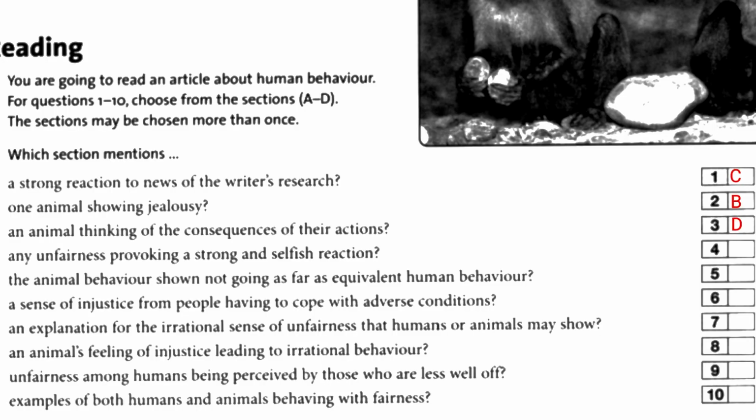Question 4 asks, which section mentions any unfairness provoking a strong and selfish reaction? Okay, so we need to think about this a little bit because, of course, Section A talks about the topic in general, and Section B speaks specifically about research into capuchin monkeys. So I think the way this is worded, any unfairness, so any kind of unfairness at all provoking a strong and selfish reaction, could be in A or in B.